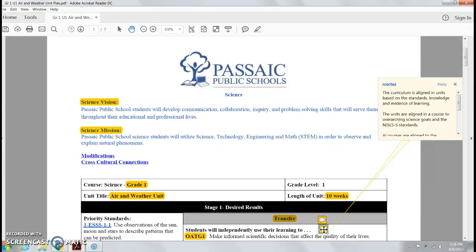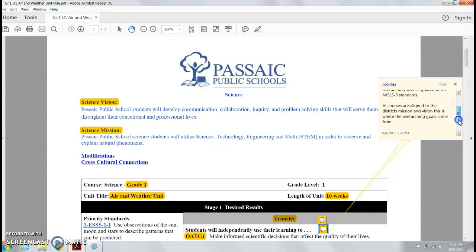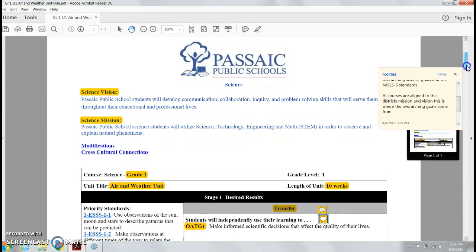So the curriculum is aligned in units based on the standards, knowledge, and evidence of learning. The units are aligned in a course to overarching science goals and the NJSLS-S standards, which I mentioned before. And all of the courses in the district are aligned to the mission, the vision, and that's generally where the overarching goals are coming from. So these overarching transfer goals are very specific to science.